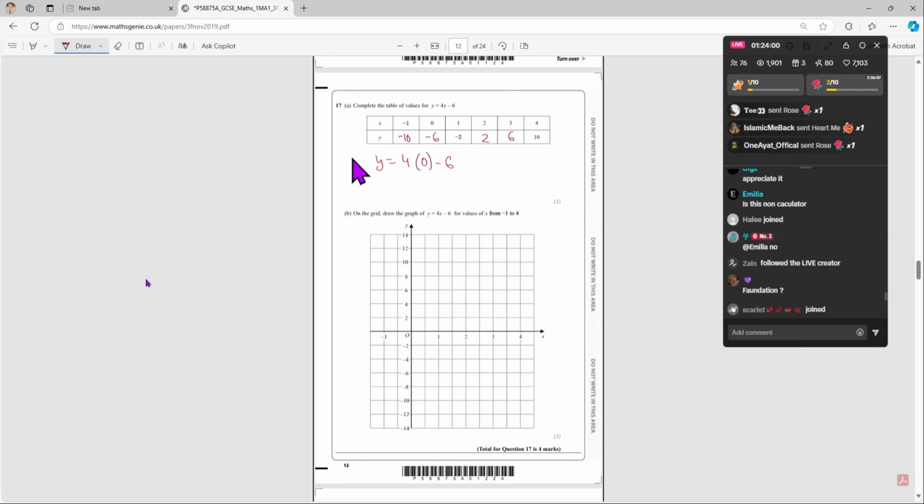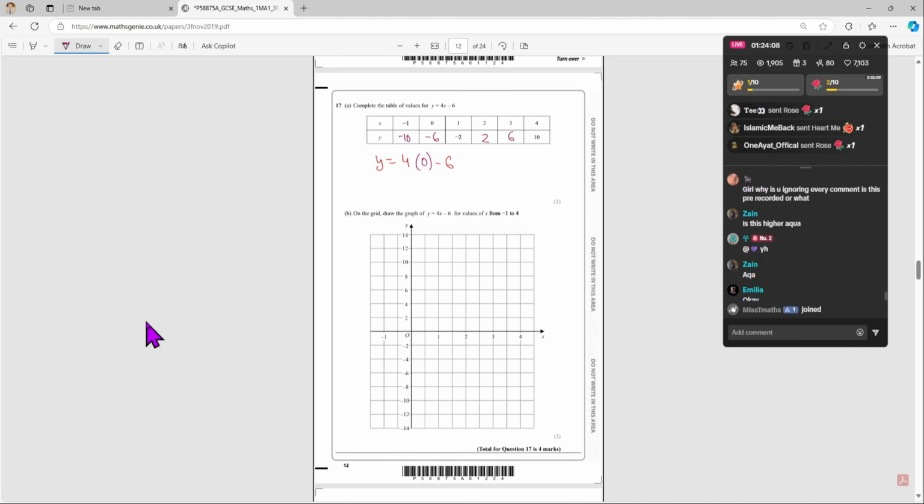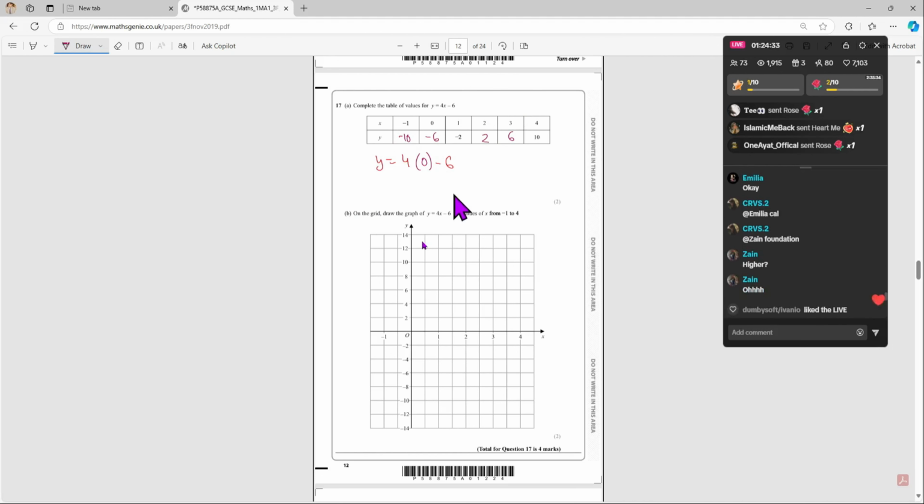And then, part B, you have to draw it. You have to draw it, okay? It's Edexcel, guys. After we have done that, it's foundation paper, calculator, so you can use a calculator for this as well. Calculators are allowed.